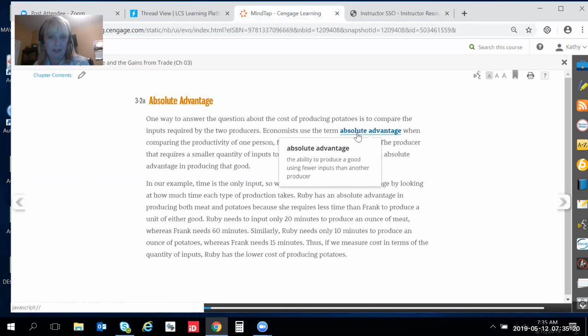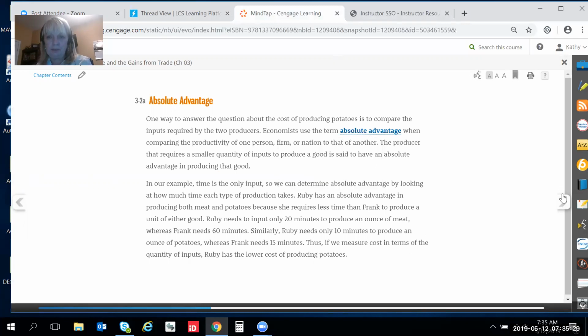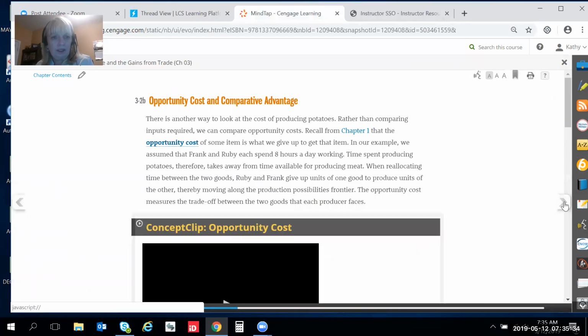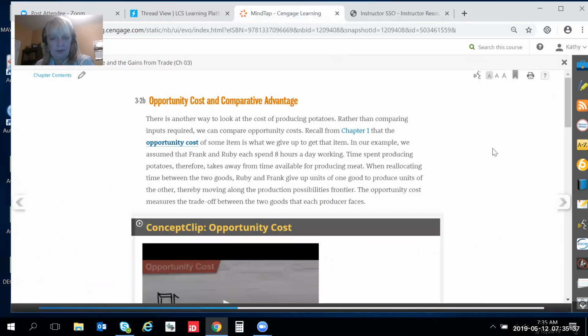So absolute advantage is the ability to produce a good using fewer inputs than another producer. Now, when we go to section 3b, and this is how you do that, you click on this right arrow. When we go to section 3b, the first thing we see here in bold type is opportunity cost. Opportunity cost, it turns out, is whatever must be given up to obtain some item. In other words, it's what you give up for the choice you make.